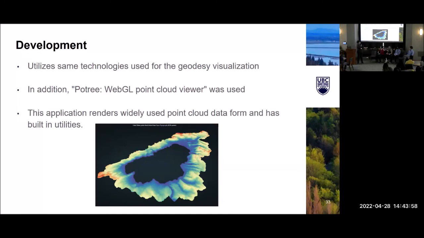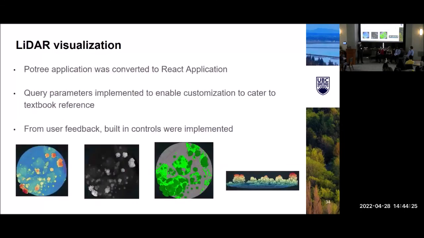This application is able to process widely accepted point cloud data formats and has several built-in functionalities, such as classifying different parts of the point cloud, determining a method to allocate elevation level depending on the XYZ coordinates, and other customizable features such as camera controls and different visualization views. So we converted our Potree application to a React application.